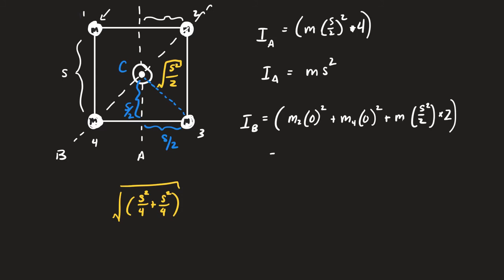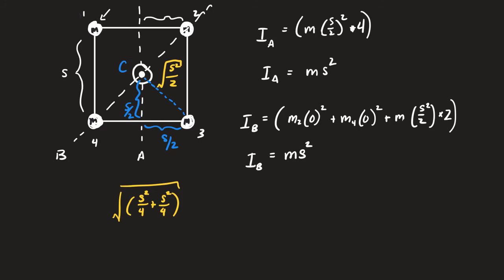So when I put all that together, the moment of inertia around B is the same as the moment of inertia around A. Now, it's coincidence, kinda. Keep going.